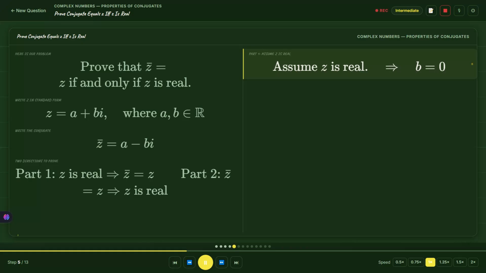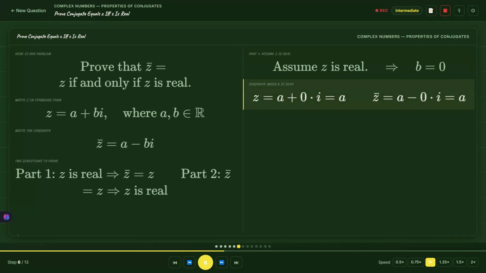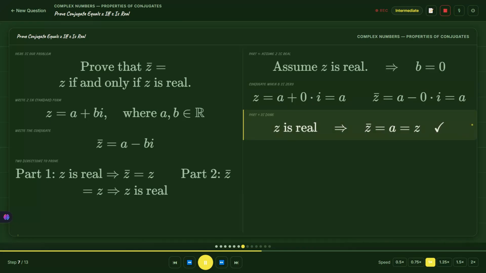What does that mean? It means the imaginary part, which is b, equals 0. There is no imaginary piece at all. If b is 0, then z is just the number a. And the conjugate is also just a, because taking away 0 times i is still a. They are the same. So the conjugate equals z. Part 1 is finished. We showed that when z is real, the conjugate is the same as z. That was the easy direction.